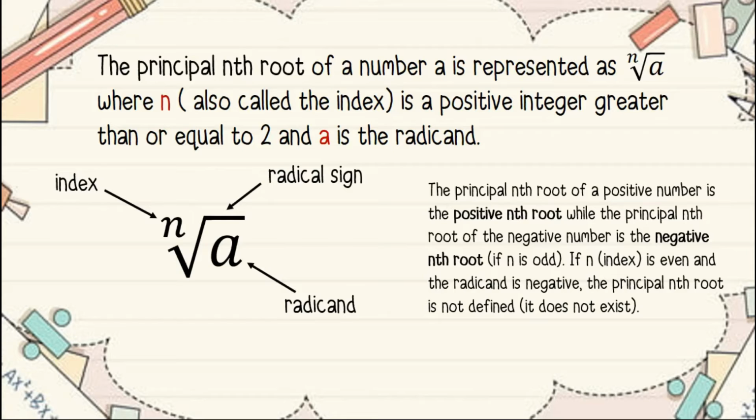The principal nth root of a positive number is the positive nth root, while the principal nth root of a negative number is the negative nth root if n is odd. If n, or the index, is even and the radicand is negative, the principal nth root is not defined. It means it does not exist. When the index is 2, it is usually omitted. So, for example, we have the square root of a. The 2 here, or the index 2, will be omitted.